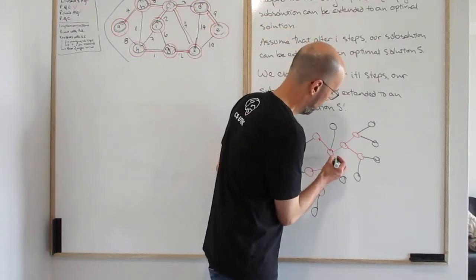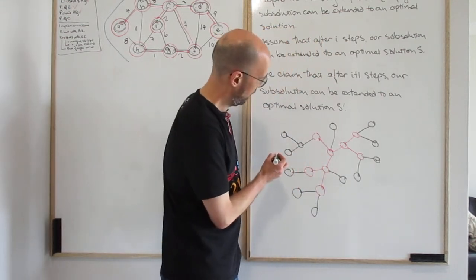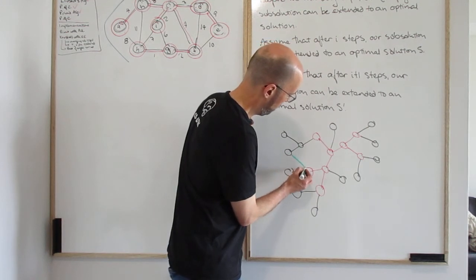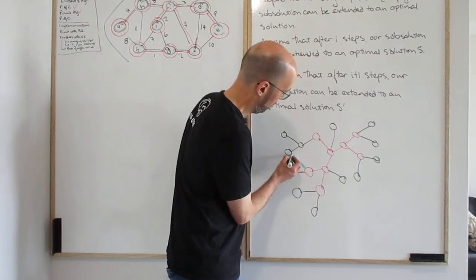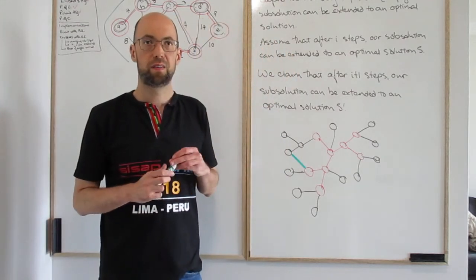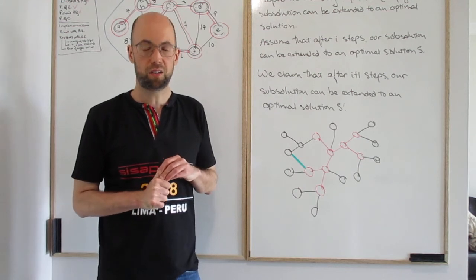So, for example, suppose on the i plus first step, we take this edge. Can you see this? Okay. Can you see that? Good.